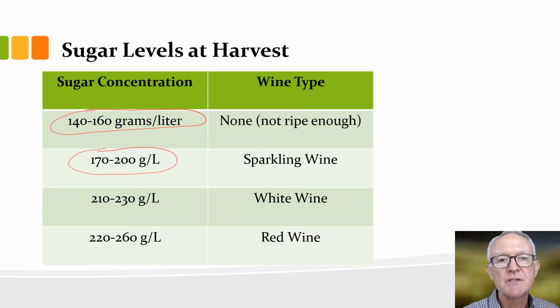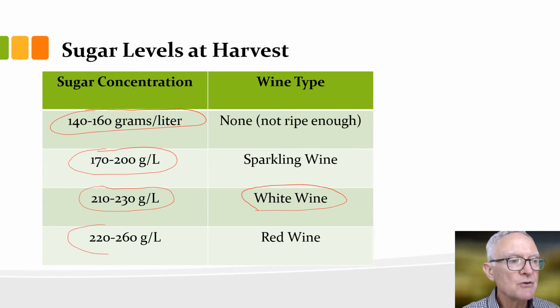But we always pick sparkling grapes first. So sparkling harvest in the North Coast usually starts as early as July in Napa Valley. As the ripening season progresses, then sugars increase. And when we get to somewhere around 210 to 230 grams per liter, that's the level at which we pick typically for a white wine. Again, this is a range, and winemakers can pick whites higher. You often see Chardonnay at 24 degrees Brix, or I'll explain degrees Brix in a minute, or 240 grams per liter. But the general range is that white wines are 210 to 230.